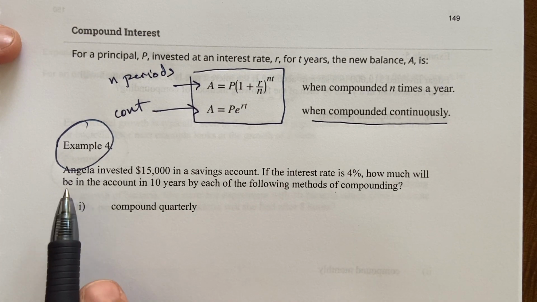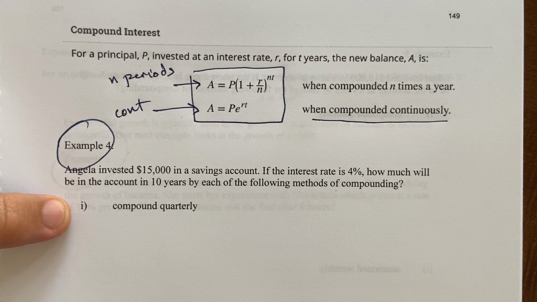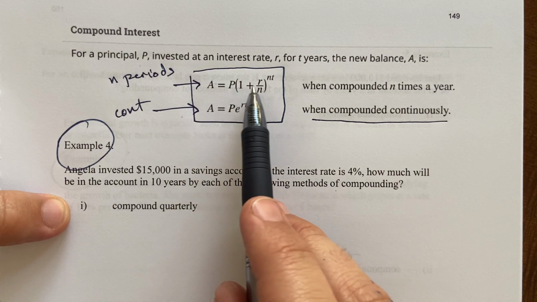So for this first one, it says, Angela invested $15,000 in a savings account. If the interest rate is 4%, how much will be in the account in 10 years by each of the following methods of compounding? All right, so what about if money is compounded quarterly?